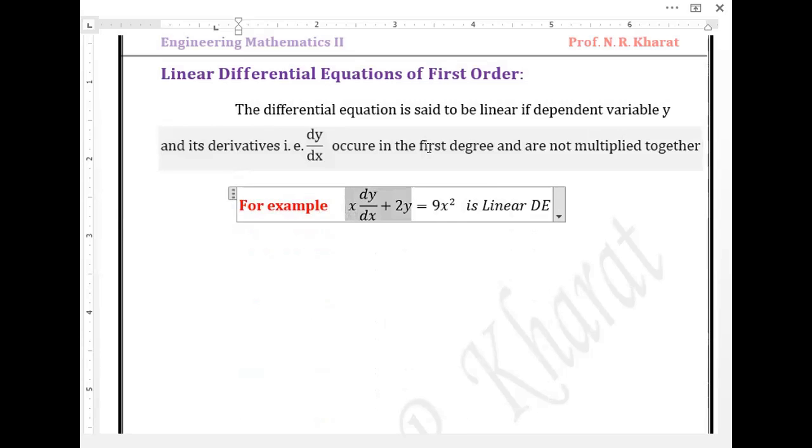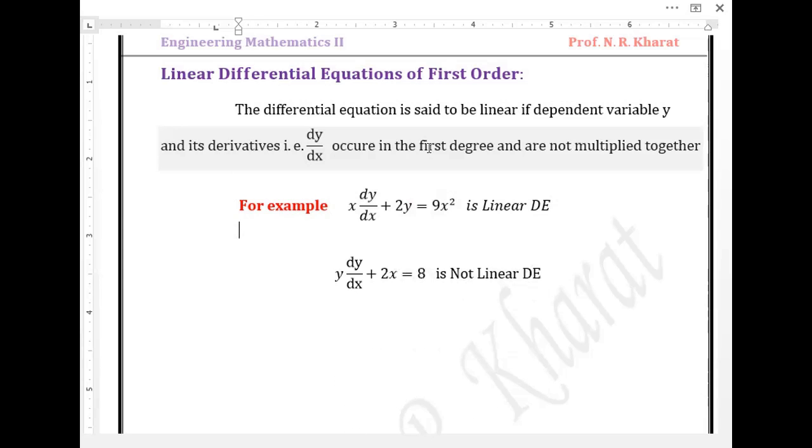is equal to 9x square is a linear differential equation, because in this equation dy by dx is present and variable y is present, both the dependent variable and its derivative with index 1. Also, there is no product between y and dy by dx, so it is a linear differential equation.